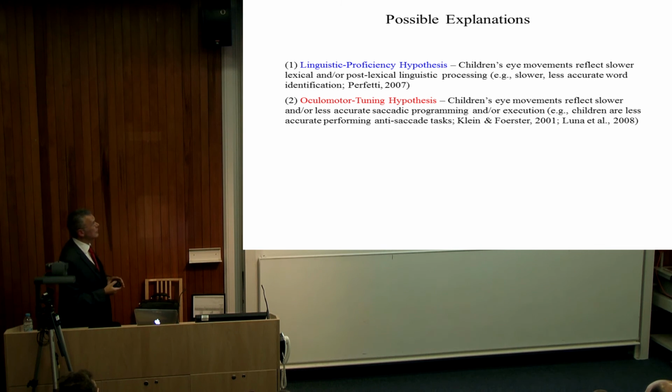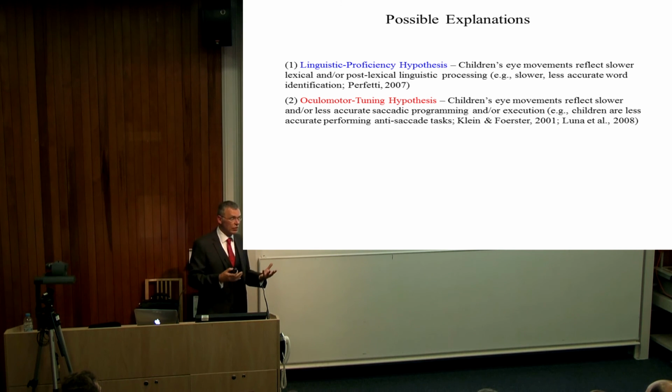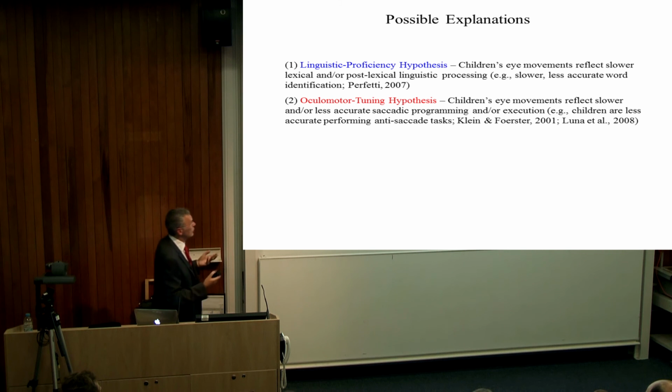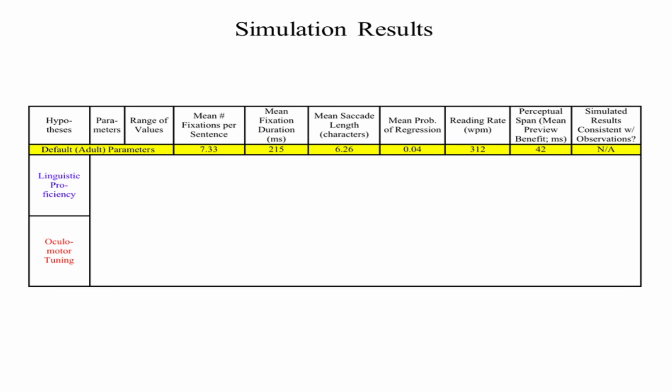The other hypothesis, the oculomotor tuning hypothesis, is that children's eye movements themselves are intrinsically different to those of adults. There's also work showing, for example, that if you have a child fixating across and you present a target over here and you instruct them to look the other way, the children are actually much poorer at that than adults.